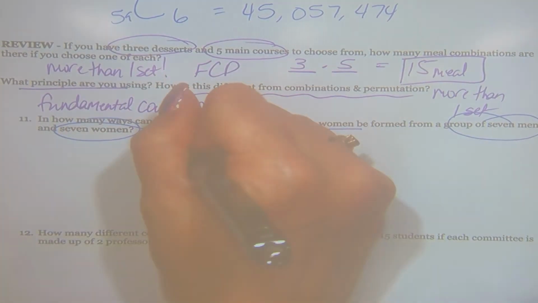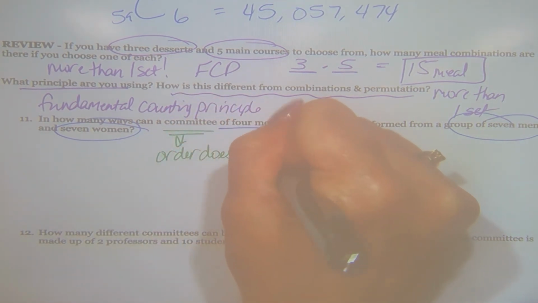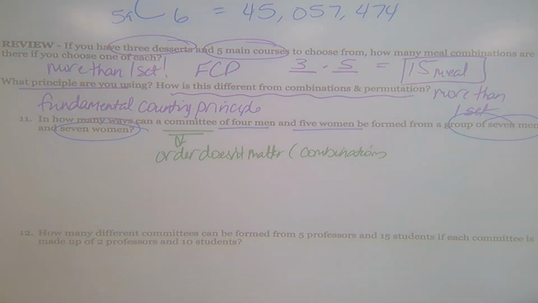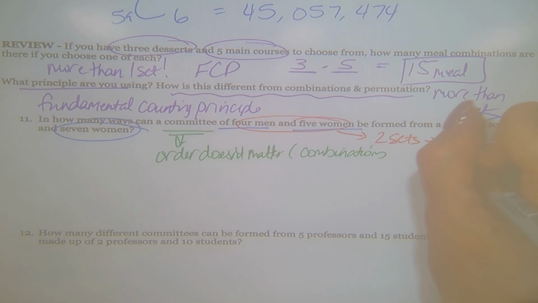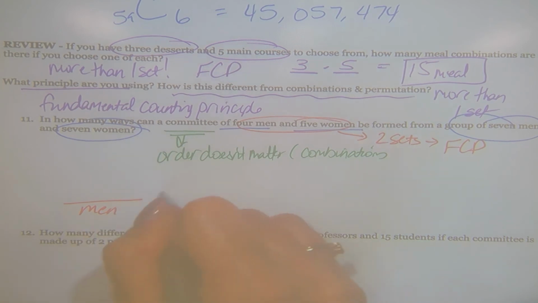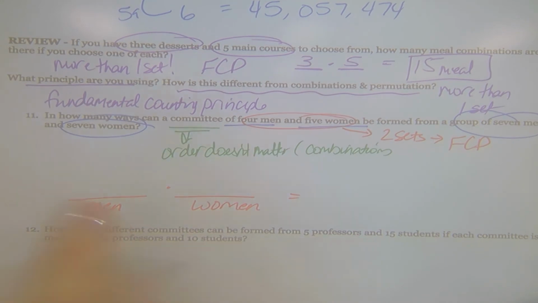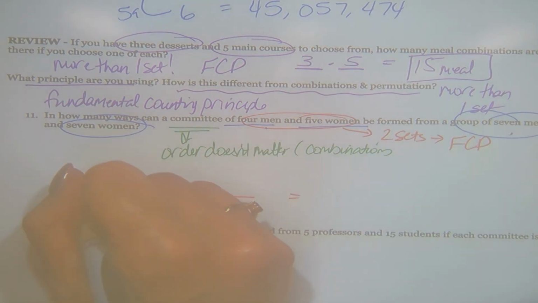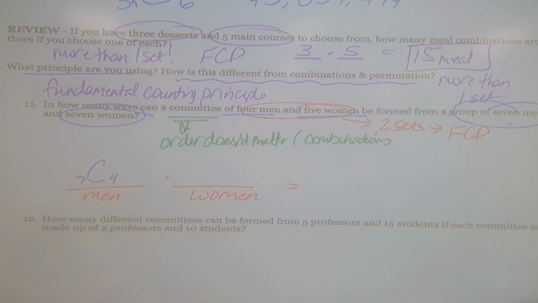So remember that it's a committee, order doesn't matter. So we have an element of combinations. And we have 2 sets, 2 groups. So I've got my fundamental counting principle in play. So I'm going to pick men for the committee, and I'm going to pick women for the committee. How many ways can I pick the men? Well, I'm going to do a combination, picking 4 men out of 7. So combination, I've got a group of 7, I'm picking 4. Choosing 4 for my combination for the men.